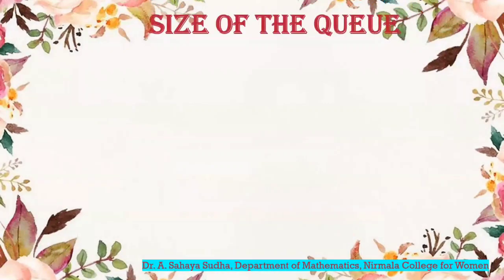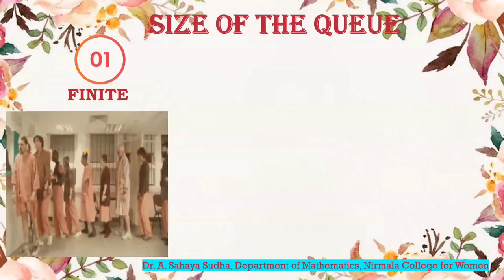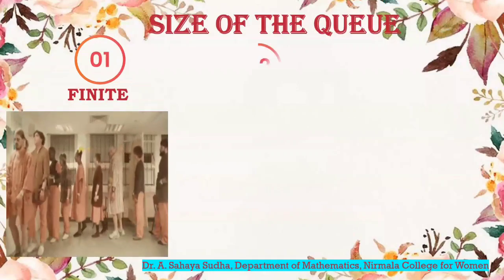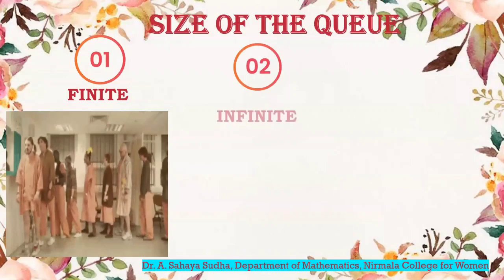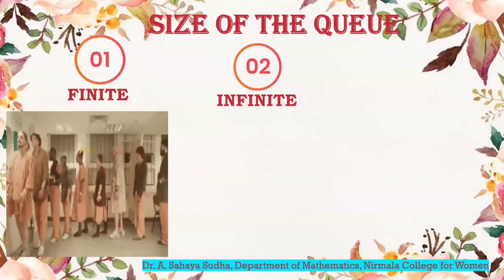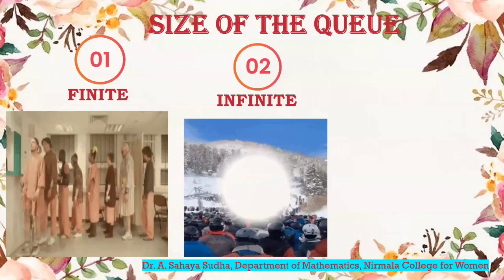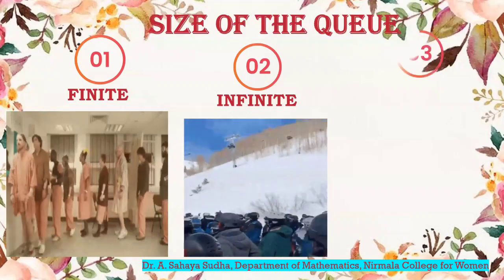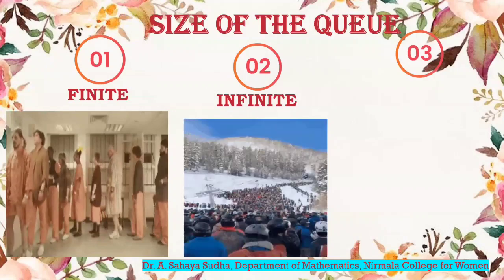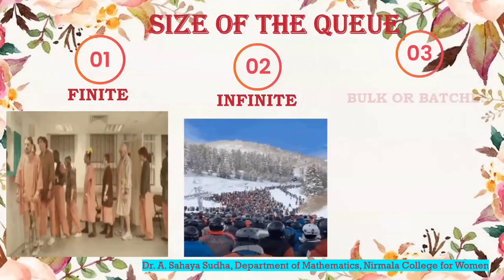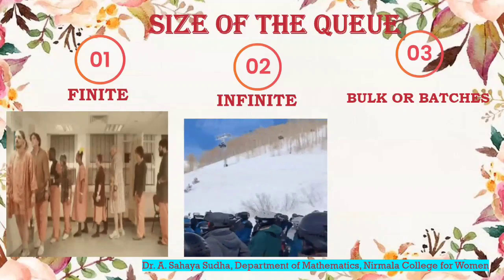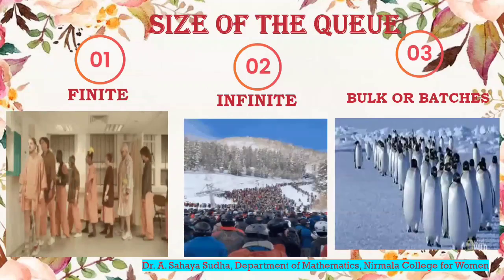Next, size of the queue. If the customers are small in number, then the input source is finite. If the customers are large in number, then the input source is infinite. When more than one arrival is allowed to enter the system, then the input is said to be bulk or batches.